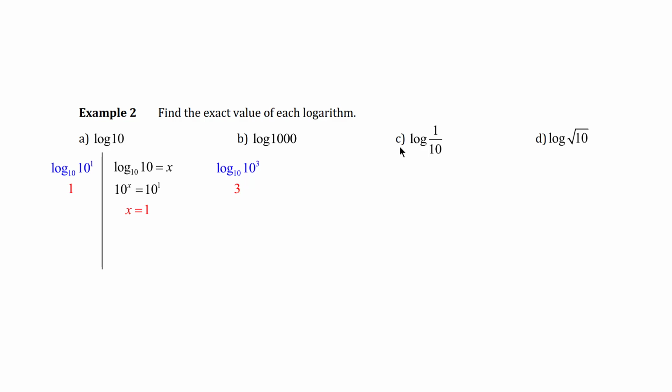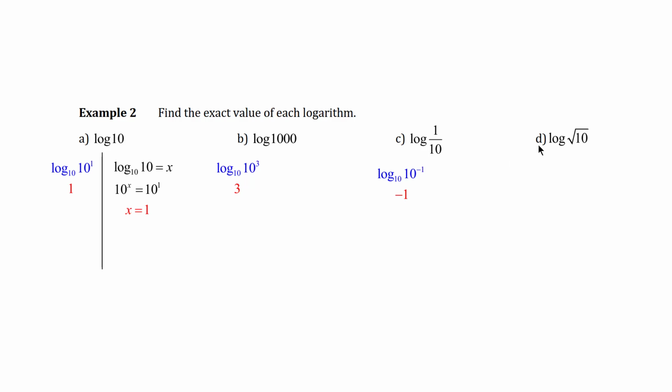For part C, we have log of 1 over 10. To simplify this logarithm, we could rewrite it with the base of 10, and we could also rewrite 1 over 10 as 10 to the negative 1 power. We get log base 10 of 10 to the negative 1 power. After applying property number 2, this simplifies to negative 1.